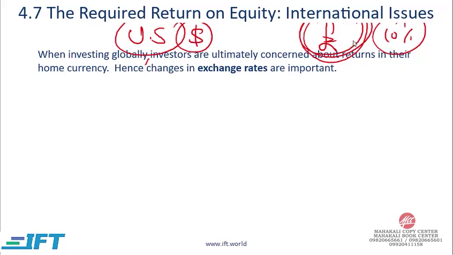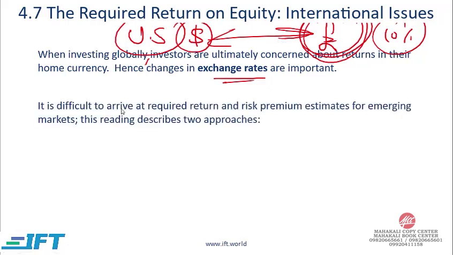If during the same period the pound depreciates by 10%, then effectively the investor has not made any money. So clearly, in addition to changes in the value of the asset, the investor is also concerned about changes in the dollar-pound exchange rate.